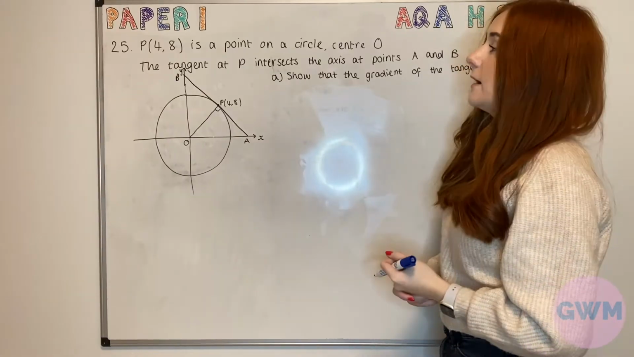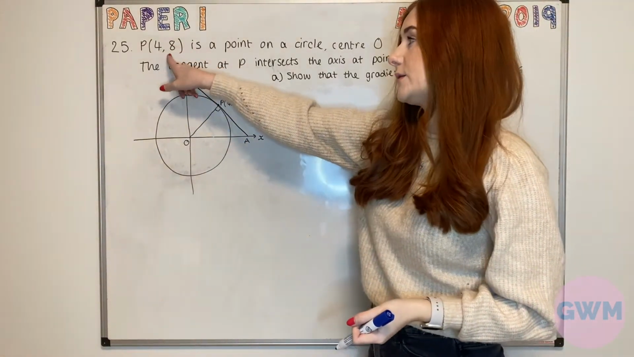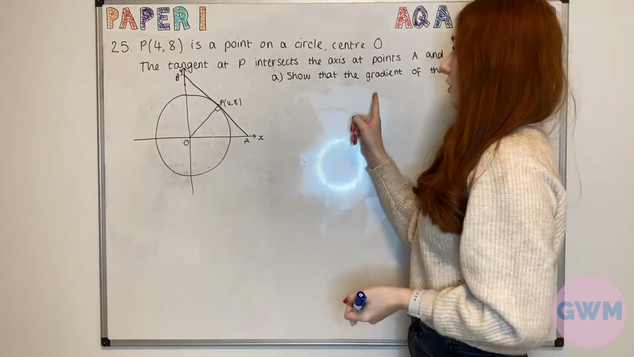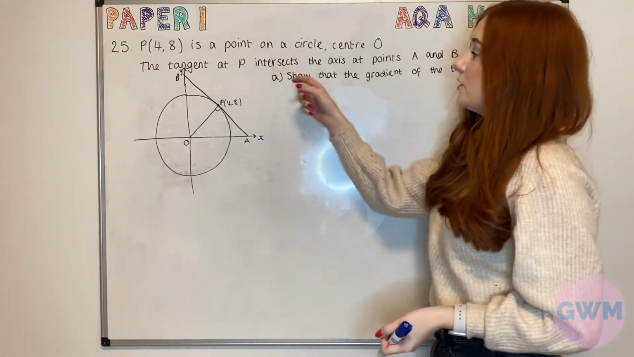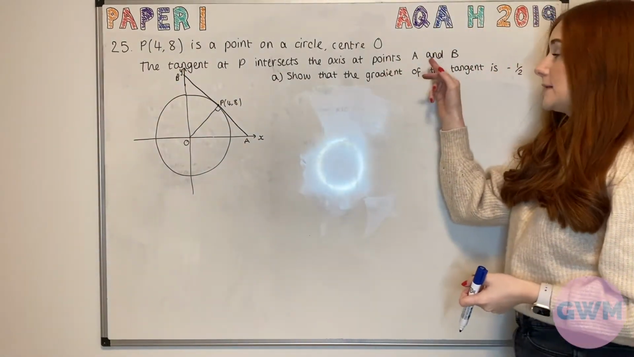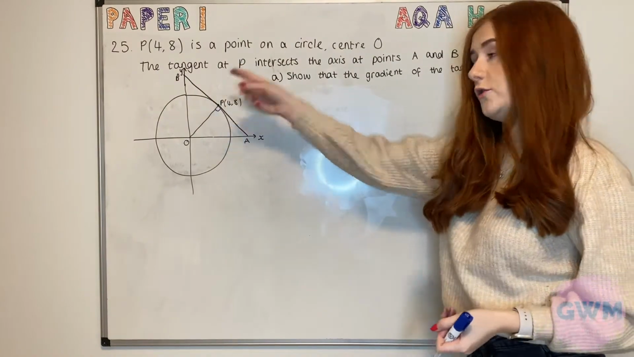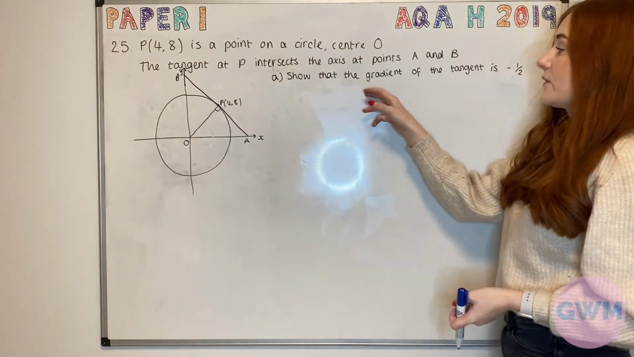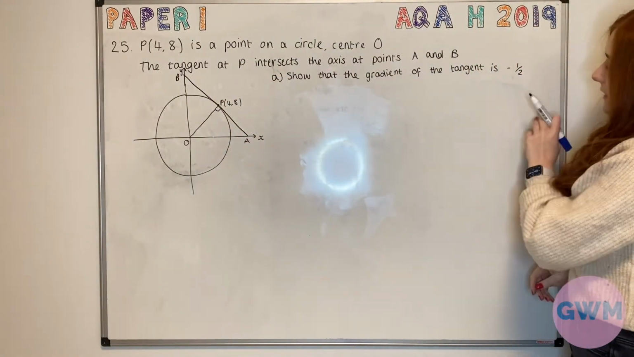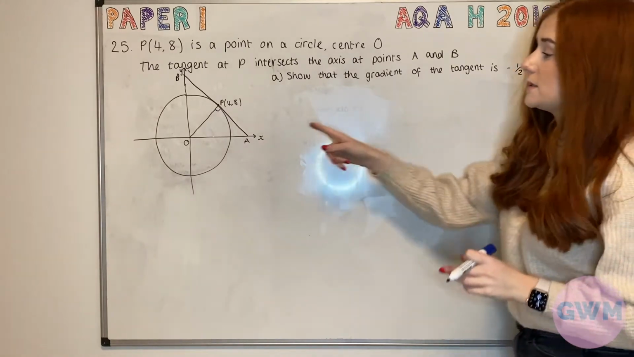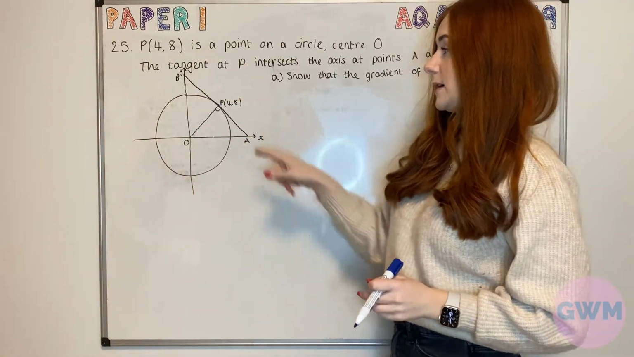Question 25 now, and it says that P is (4, 8), which is a point on a circle with the centre of 0. The tangent at P intersects the axes at points A and B. You've seen that on your diagram. The first part of the question wants us to show that the gradient of the tangent is minus a half. So the gradient of this line from A to B is minus a half.